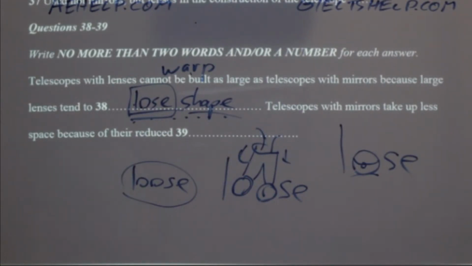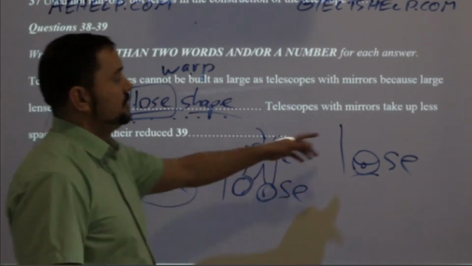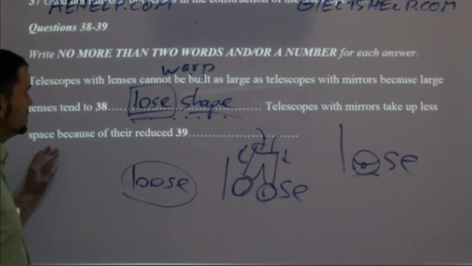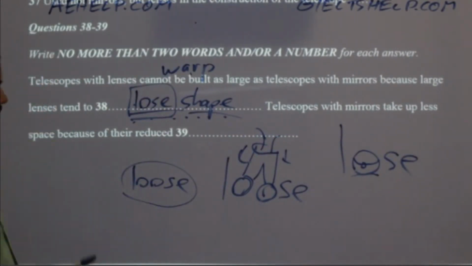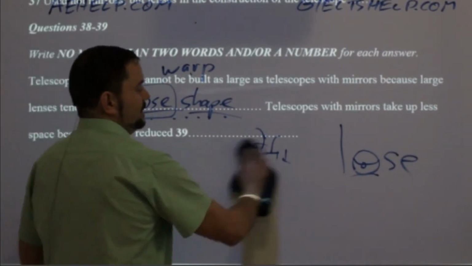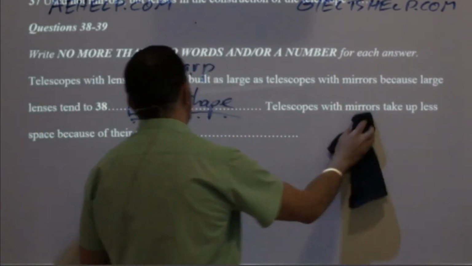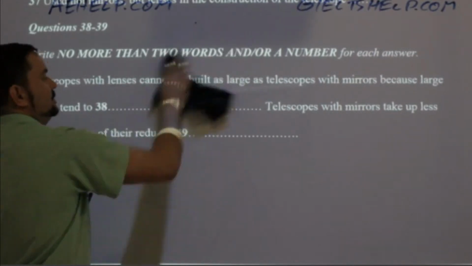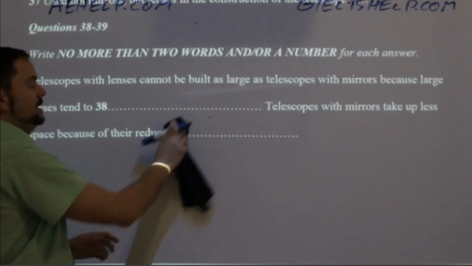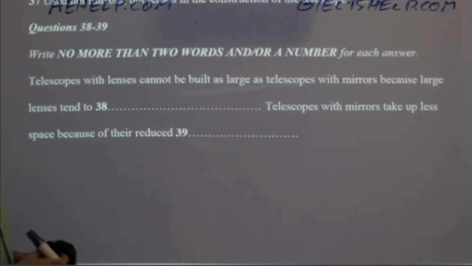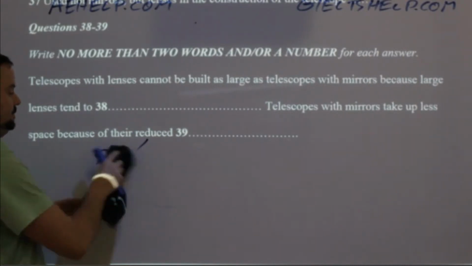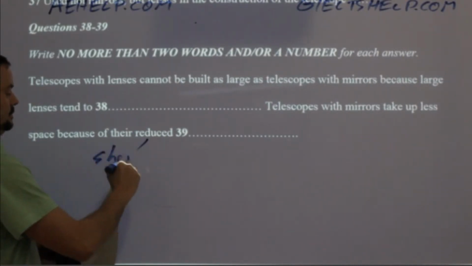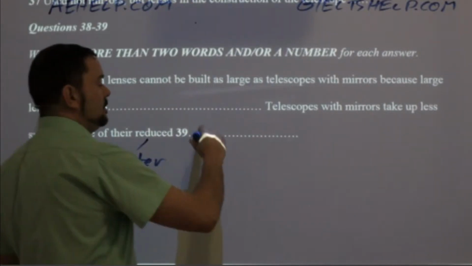Okay, telescopes with mirrors take up less space because of their reduced what? Because of their what? So why do mirrors take up less space? Because of their reduced, they don't say reduced, they say shorter. Focal distance.